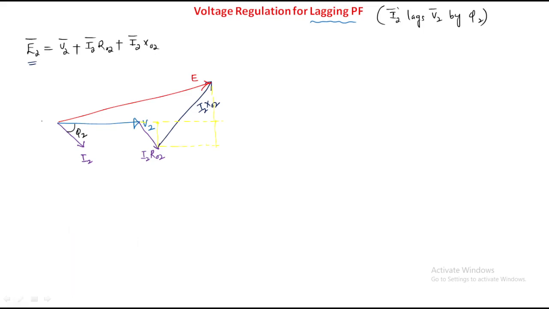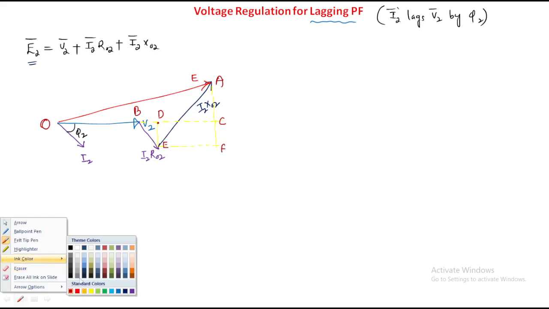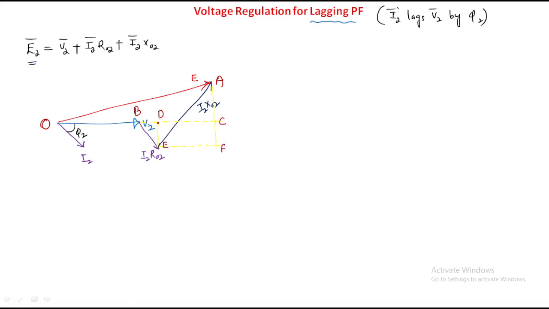Let us take this as O, this is A, this is B, this is C, this point is D, and this is E, this is F, right? So from this, what is phi 2? This is phi 2, obviously this is also phi 2 only, this is also phi 2 only, right? So this is BD, the triangle is BD and DE.